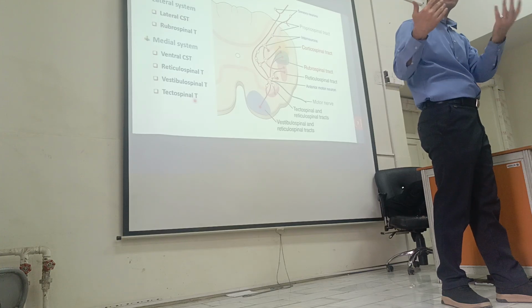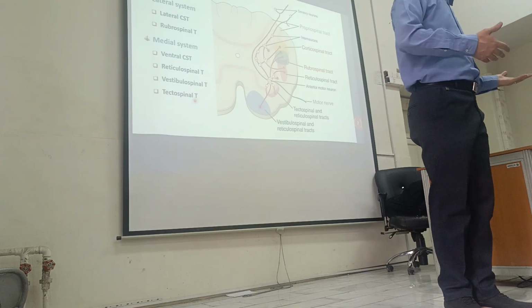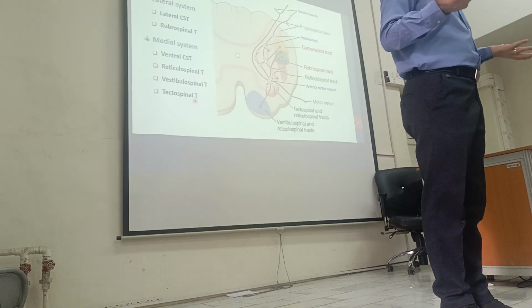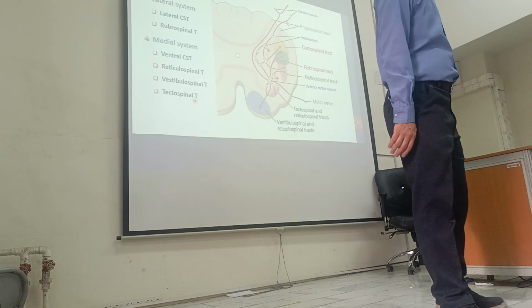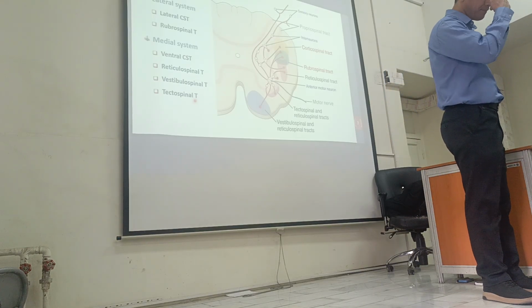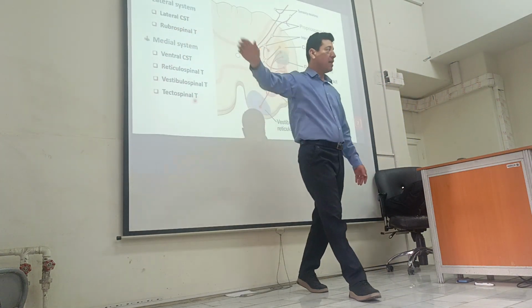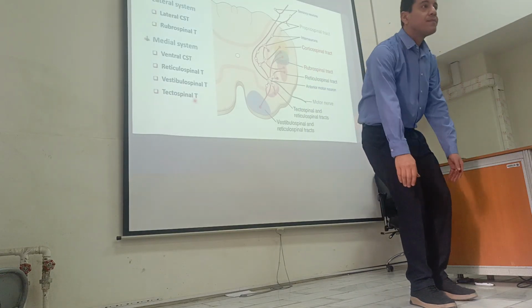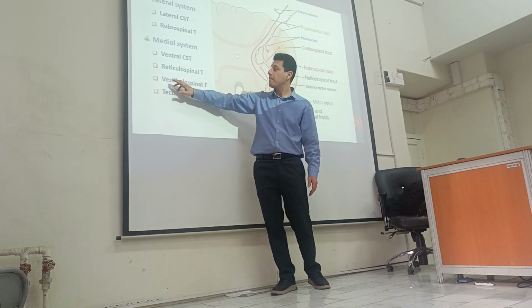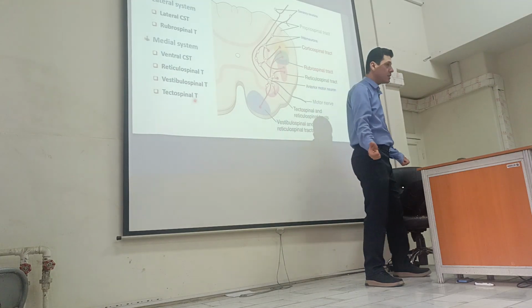Lateral systems or lateral tracts are for contraction of distal parts. Medial systems are for contraction of axial and proximal muscles. Right? Got this? So when you move your finger, which pathway is activated? Lateral system. Mainly this one. Right? But when you bend like this, yeah, medial systems are activated. Right? Mainly vestibulospinal, reticulospinal, or ventral corticospinal. Okay?